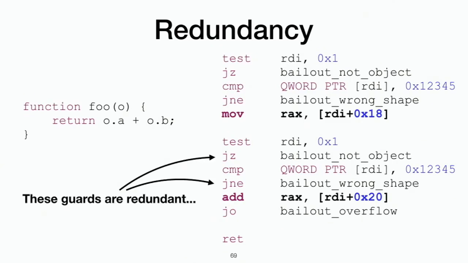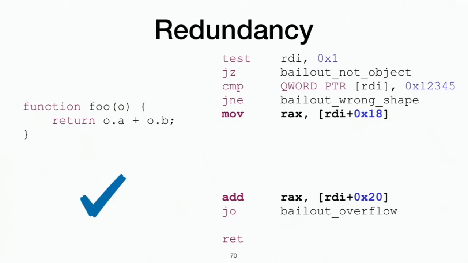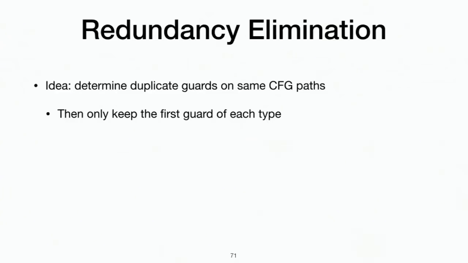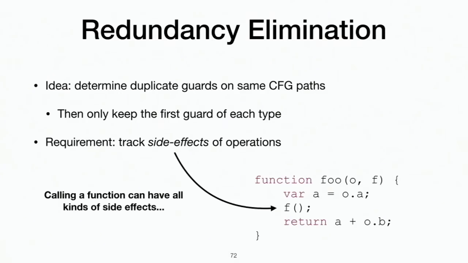Well, in this case, obviously, the second set of guards is redundant, right? There's no way the shape can change or the thing can turn into an integer in between. So in this case, what we want is this code, right? The second set of guards removed. So how would you do this? Essentially, the idea is to determine duplicate guards on the same control flow path and then just keep the first one. Sounds quite simple. It's actually tricky because you also need to keep track of side effects.